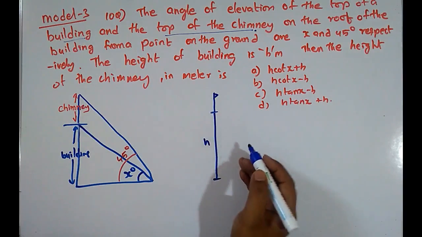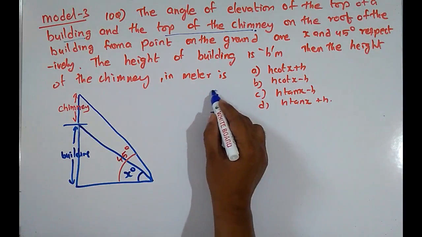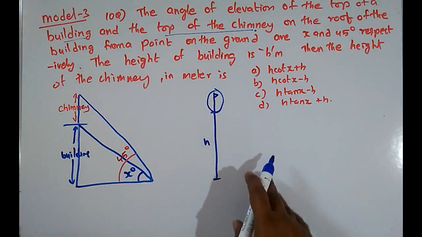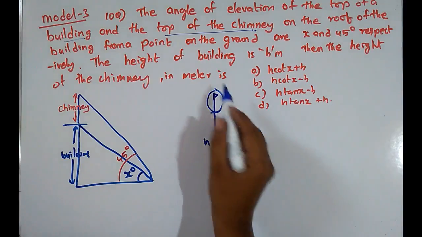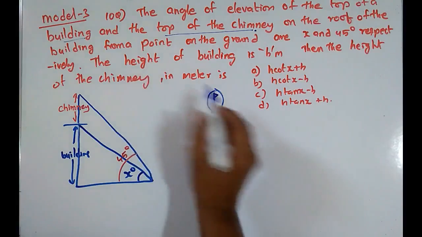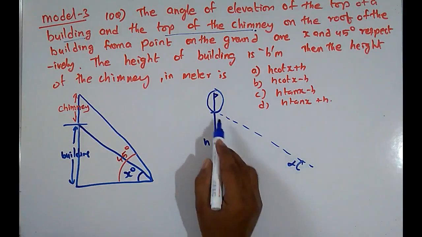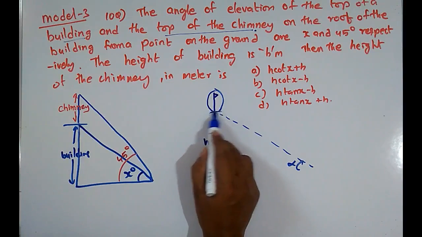These come on the building, friends. So this will be placed upon the building. That is the trick here, friends. Okay, first he has mentioned the angle of the top of the building. First it is the angle of elevation of the top of the building. This is the top of the building, friends.